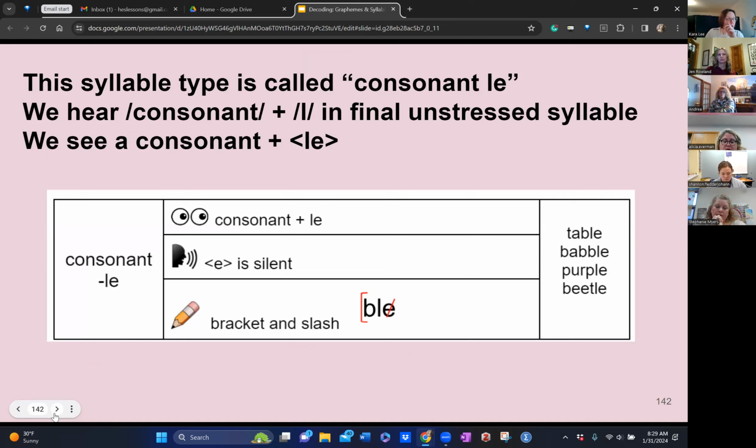And there it is from your word detective notebook. The syllable type is called consonant LE. We hear a consonant sound plus an ul sound, right? A k ul or a d ul, right? In a final unstressed syllable. That's what we hear. And then what do we see? We see a consonant plus an L and an E. And we're going to talk about how to code that in just a second. But just so you know, this is what you always go back to. There's always something to refer to in the word detective notebook when you teach something, right? There's also a concept card a lot of times, or some other kind of card that goes with it. Okay.